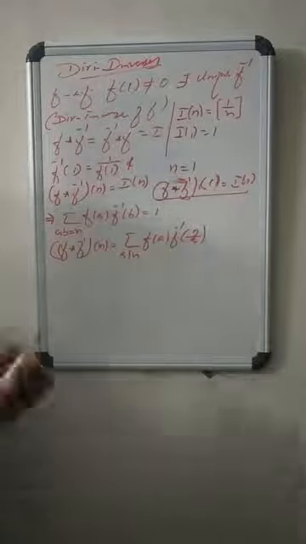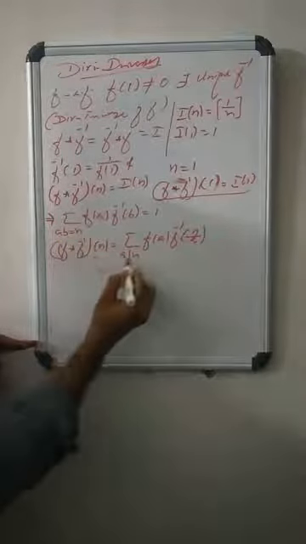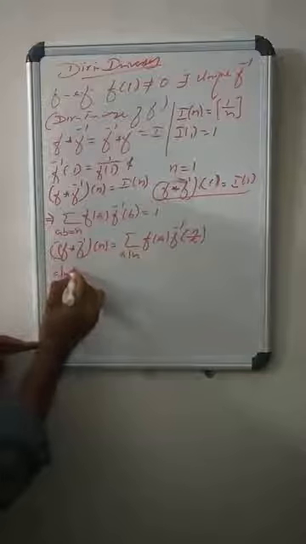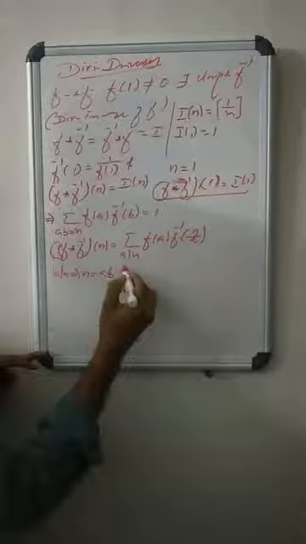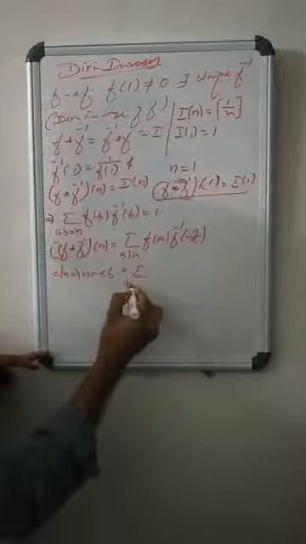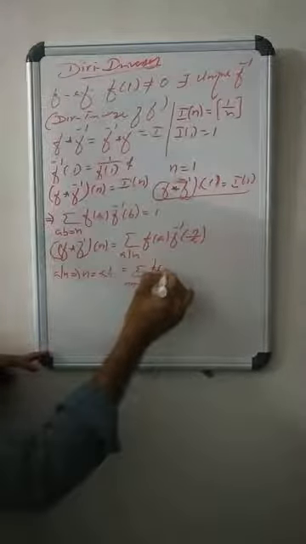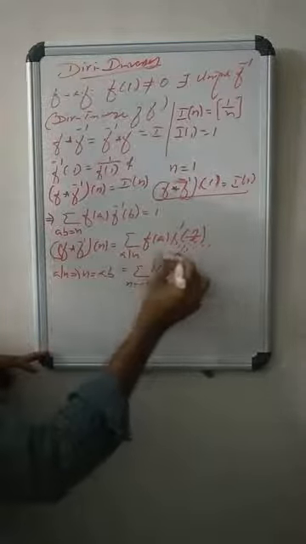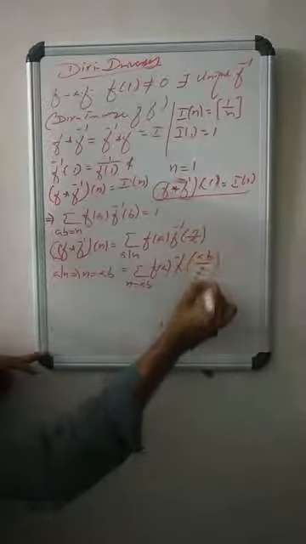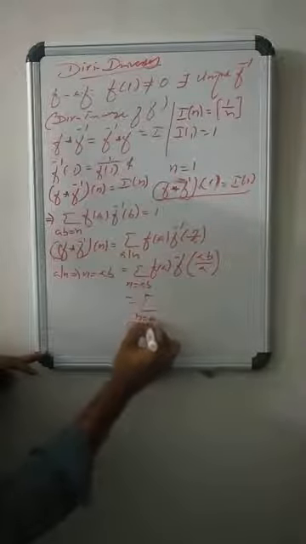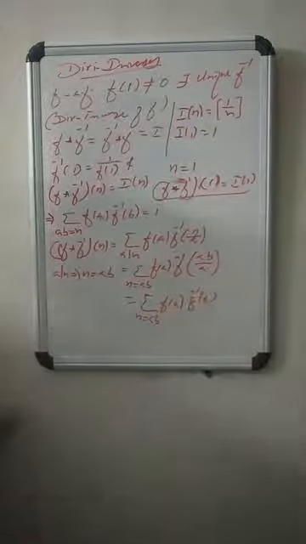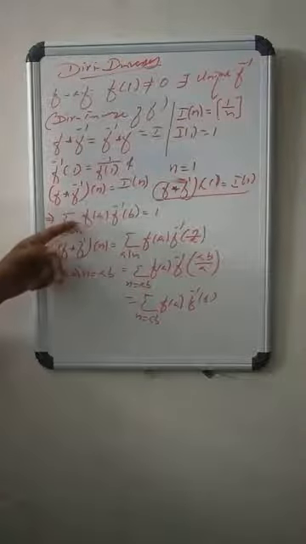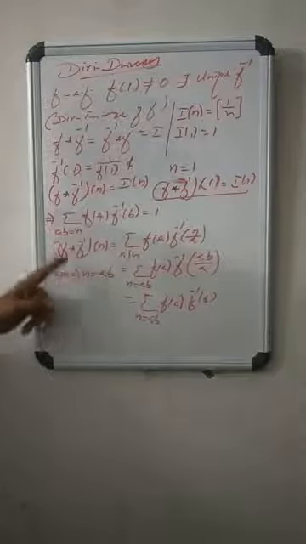So f of A into, when A divides n means n equals some AB. So this can be rewritten as sigma over n equals AB, f of A into f inverse of what is n? AB by A. So that equals sigma over n equals AB, f of A into f inverse B. That's this one. Agreed. This is the explanation.